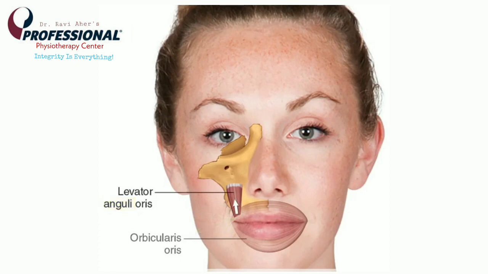When the levator anguli oris concentrically contracts and shortens, it will lift its inferior attachment on the mouth up toward the superior attachment on the maxilla. In other words, the levator anguli oris elevates the angle of the mouth. Levator anguli oris.